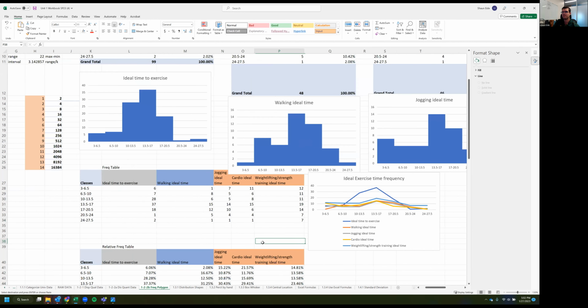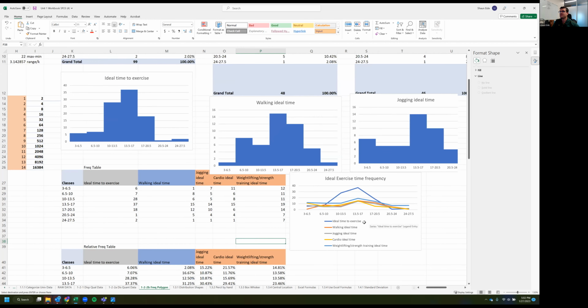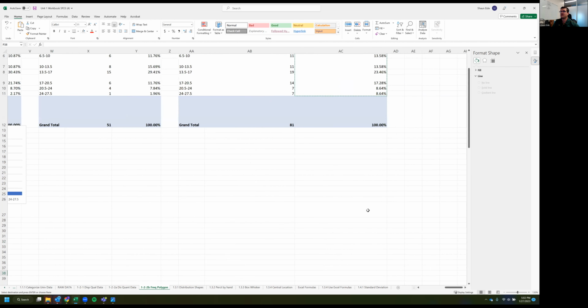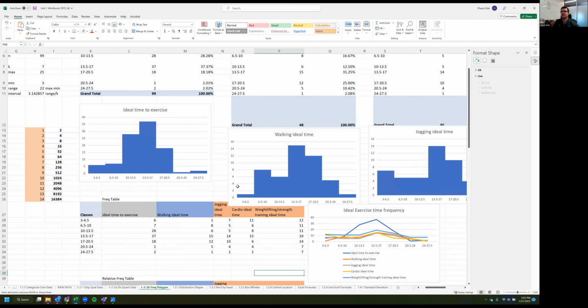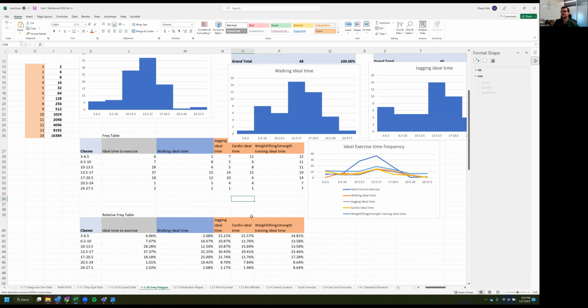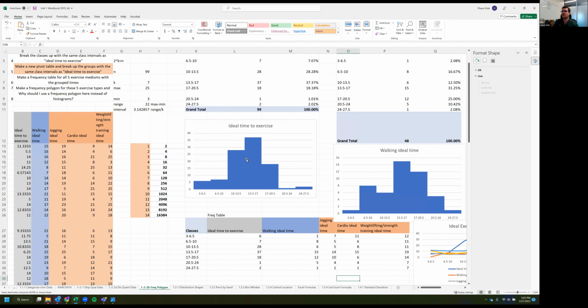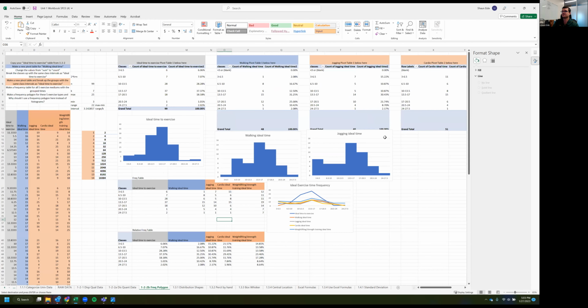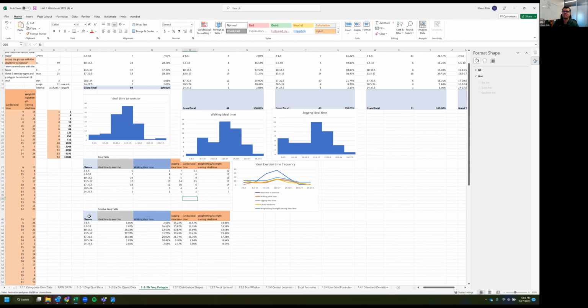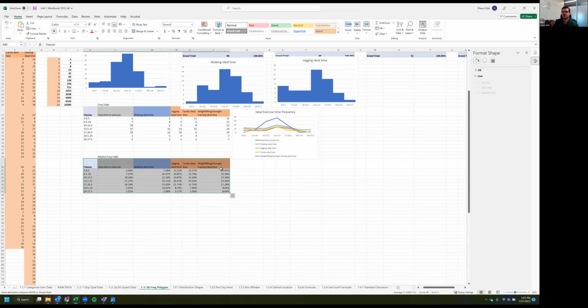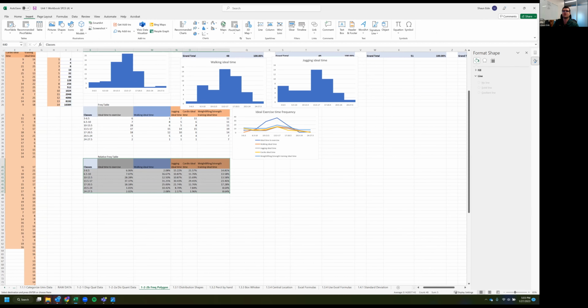However, there's a slight problem. The reason why there's a problem is because you've got almost 100 observations of ideal exercise time, and then for almost everything else, there's very few. There's a lot less observations, and so when you have almost 100 observations in one and half that in the others, it would be better for you to use a relative frequency polygon. And so we're going to come right over here and we're going to do a relative frequency polygon. We're going to do insert.